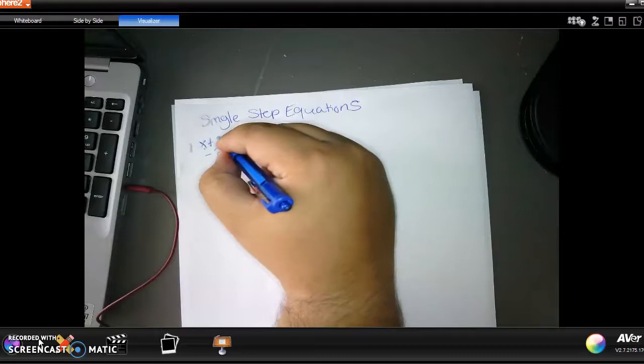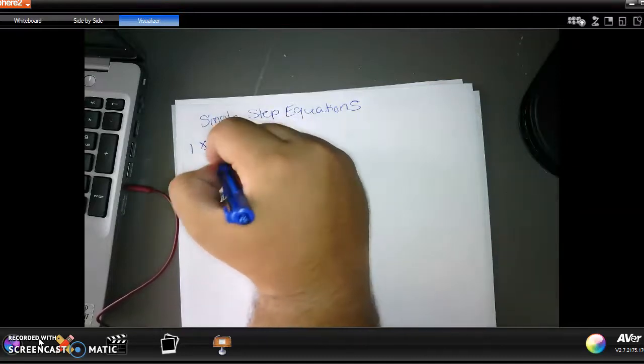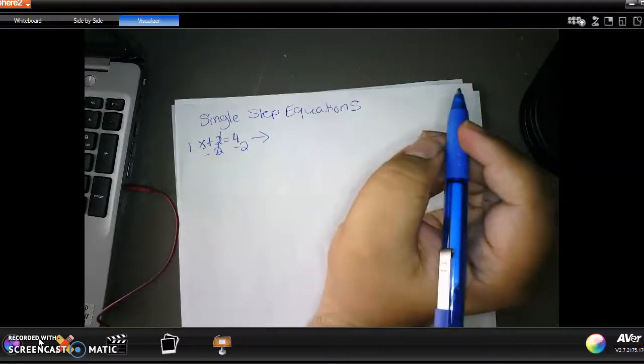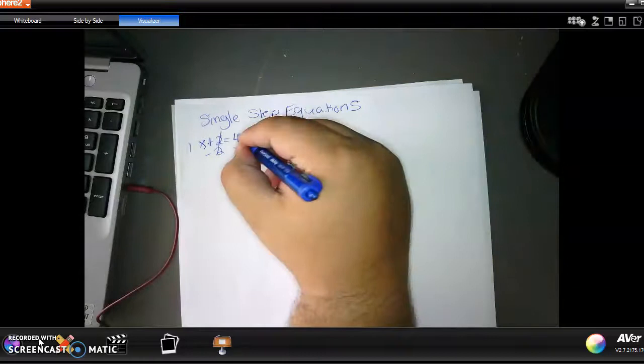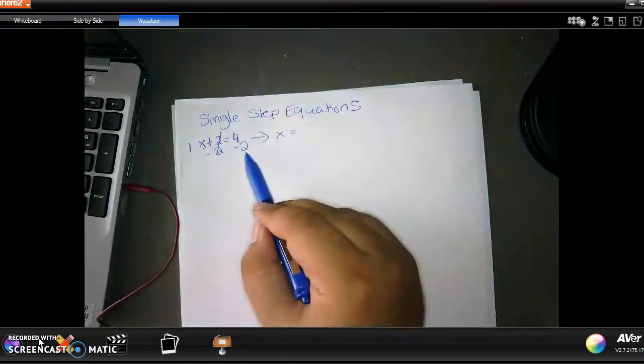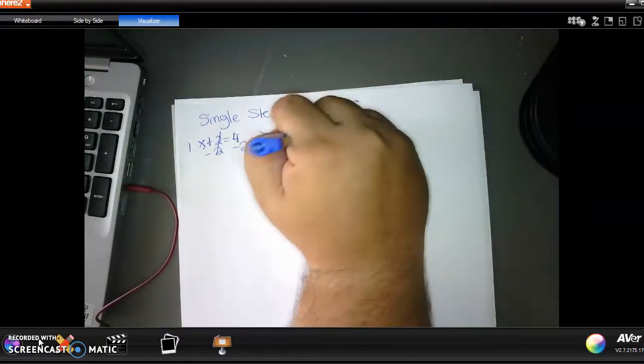I have x positive 2 minus 2. Well, that makes 0. 2 minus 2 is 0. So I'm going to bring my x over. Equals. And then 4 minus 2. 4 minus 2 is 2.